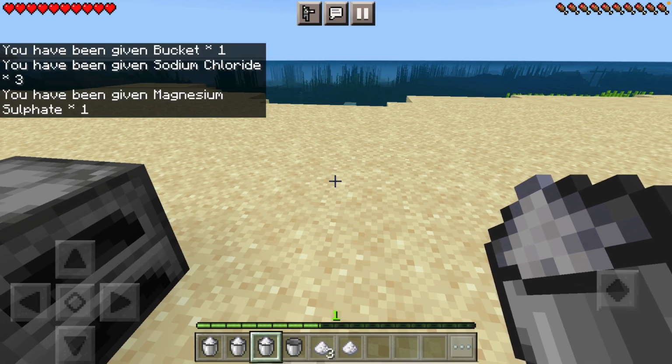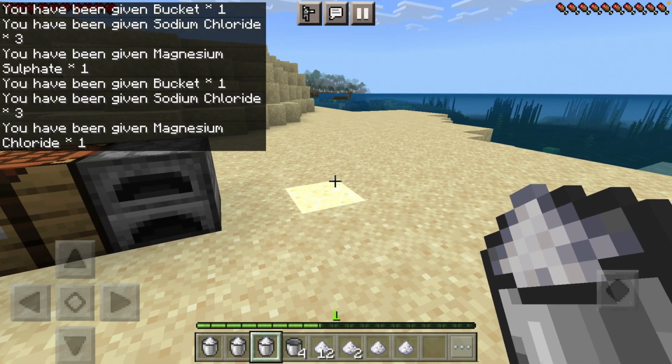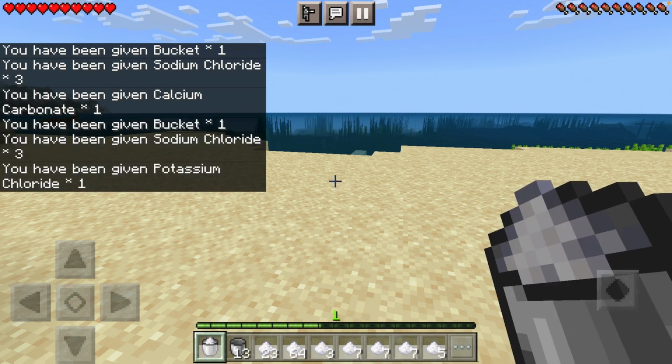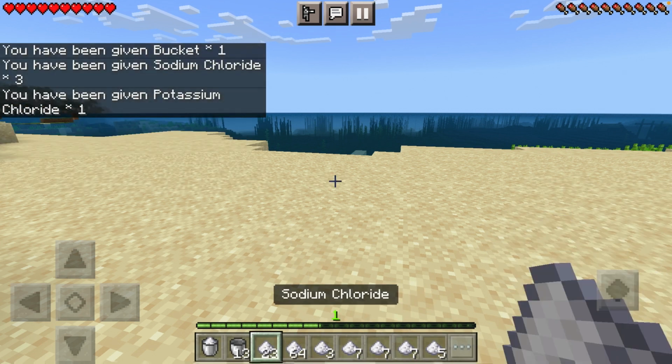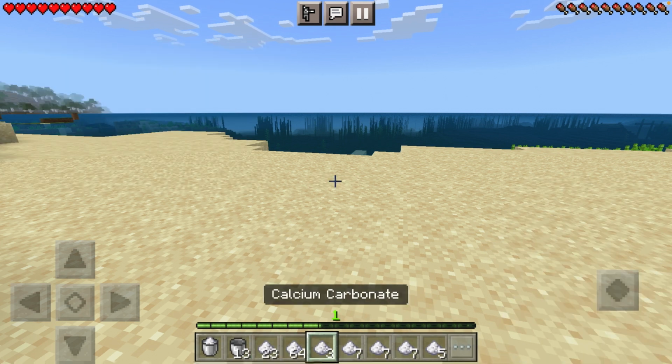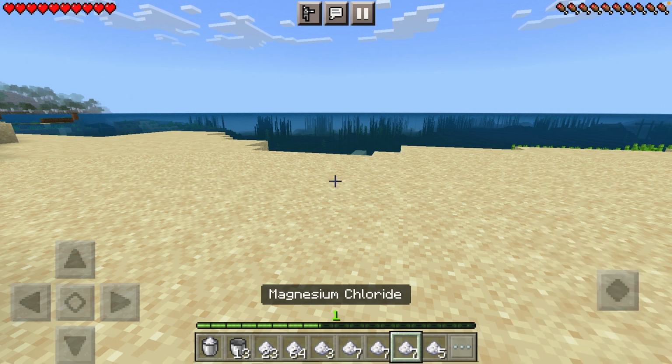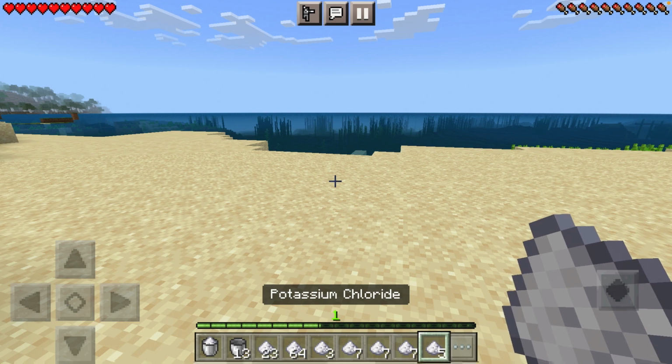And boom, it works and the bucket is still there, okay. Oh cool, we got an infinite bucket glitch. So as you can see here, we're getting a lot of different salts right now. We got sodium chloride, this is also sodium chloride, we're getting a lot of those. We got calcium carbonate, we got magnesium sulfide, magnesium bromide, chloride, and potassium chloride.